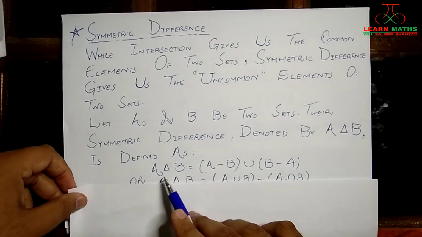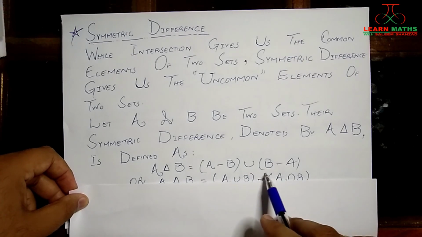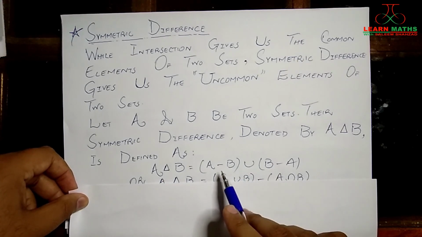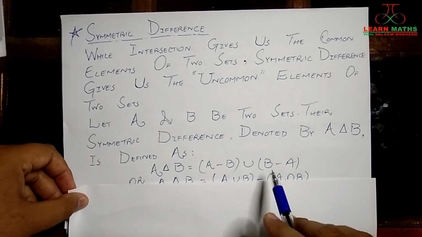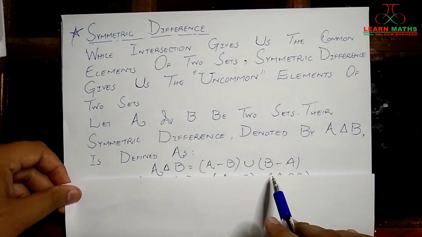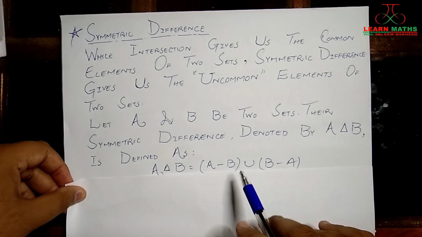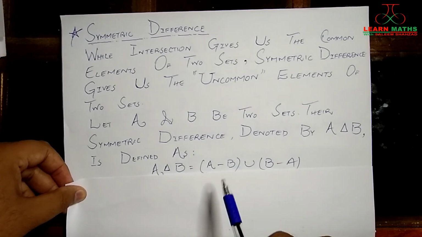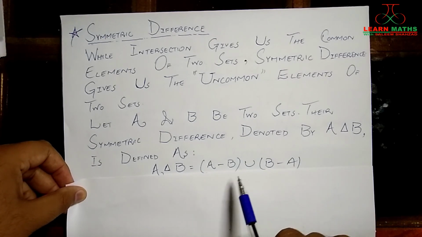Either the symmetric difference of A and B can be defined as A minus B union B minus A. What will this give you? A minus B will give you those elements of A which are not part of B, and B minus A will give you those elements of B which are not part of A. And if you take the union of those elements, you will get those elements of A and B which are not common between them. One way to define symmetric difference is this.